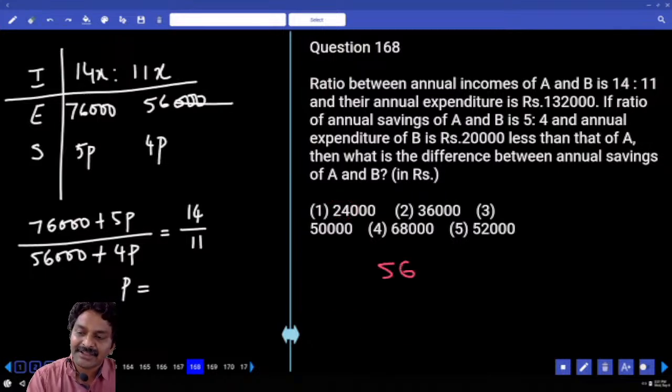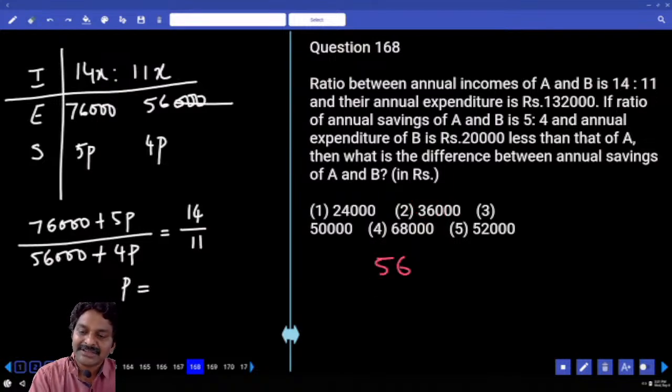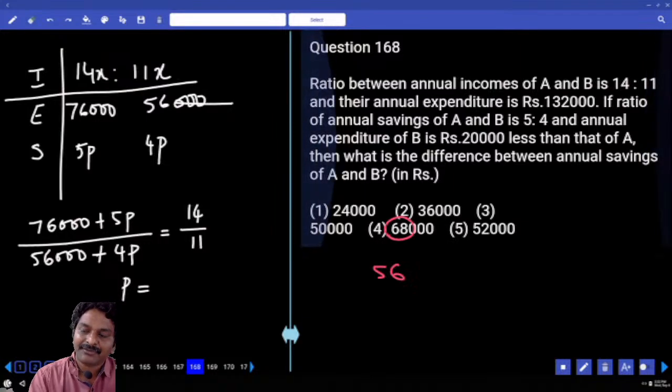So to the number 56, 4 times of 36. If you add 144, that becomes 200 only. Is it an 11 multiple? Eliminate. To the number 56, we need to add 4 times of 50. That is 256. Is it an 11 multiple? No. To the number 56, we need to add 4 times of it.